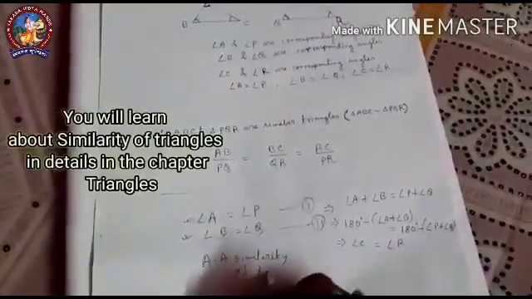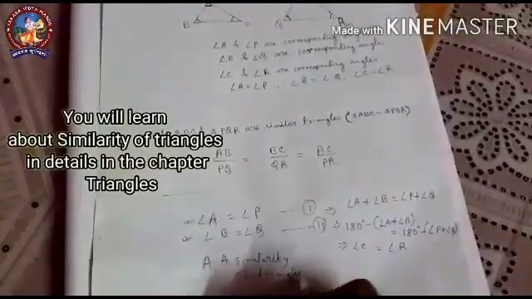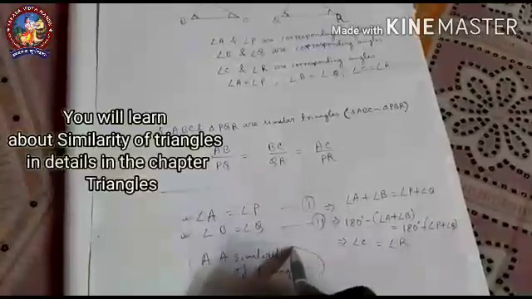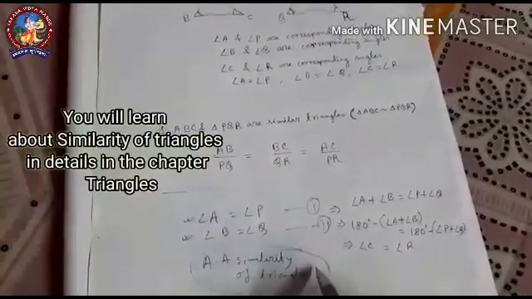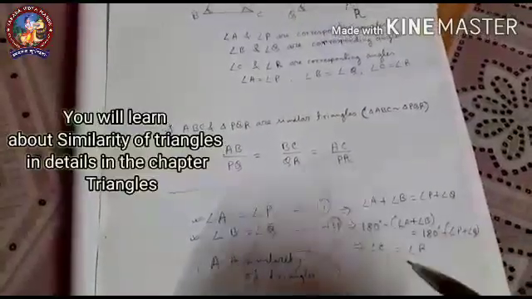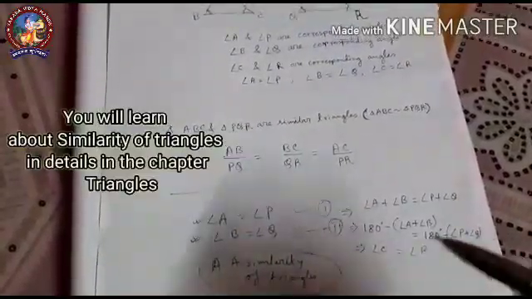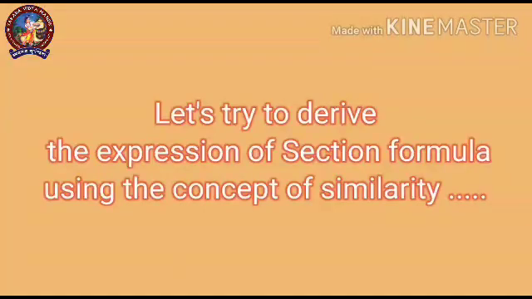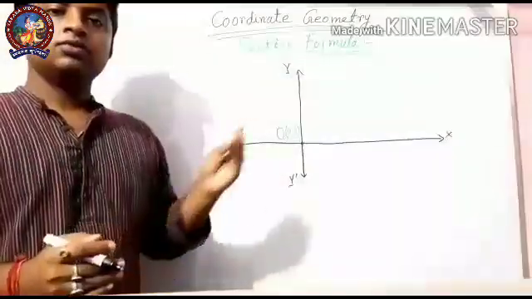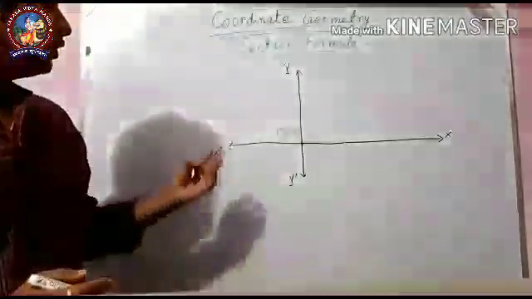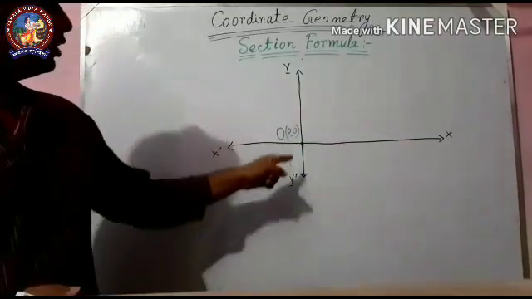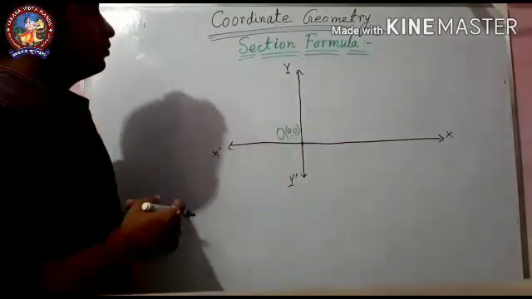Of triangles. I am going to use this similarity criteria for my derivation of the section formula. Now see, here I have taken two axes, x-axis and y-axis, and the point O as the origin here.